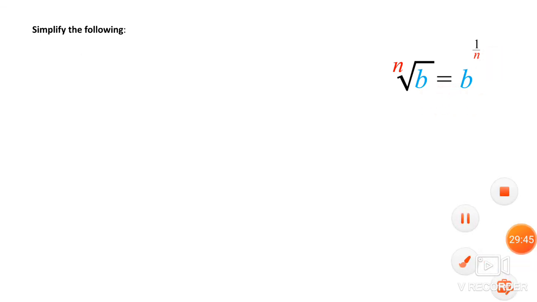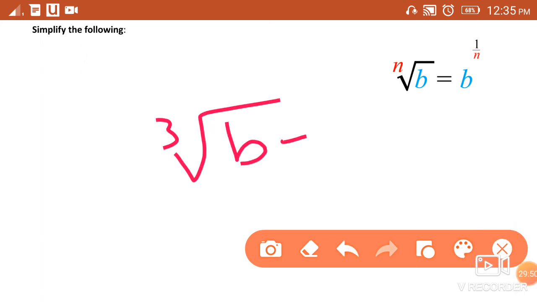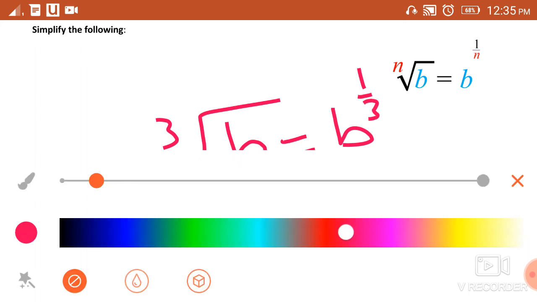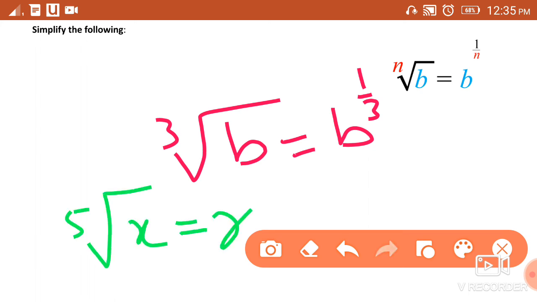Now we have the question, simplify the following. Just to recall, if we have nth root of b, we can write it as b exponent 1 upon n. If we have cube root of b, we can write it as b exponent 1 upon 3. If we have fifth root of x, we can write it as x exponent 1 upon 5.